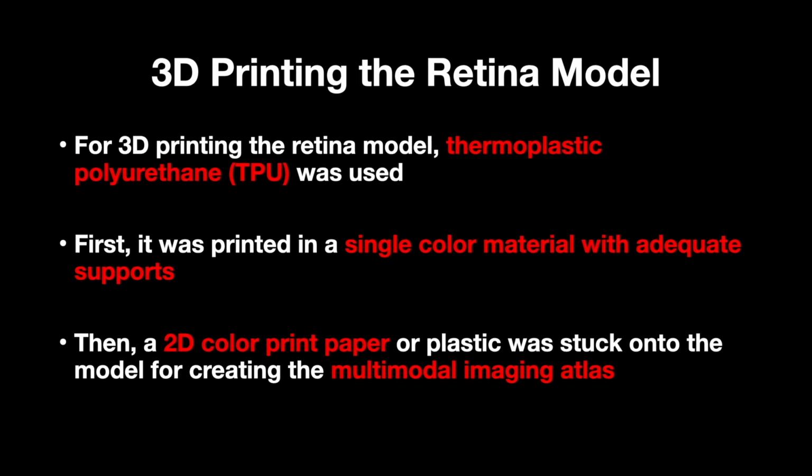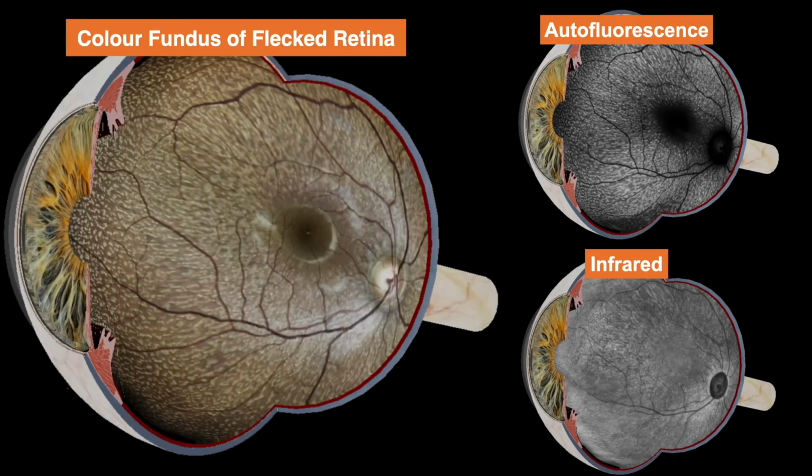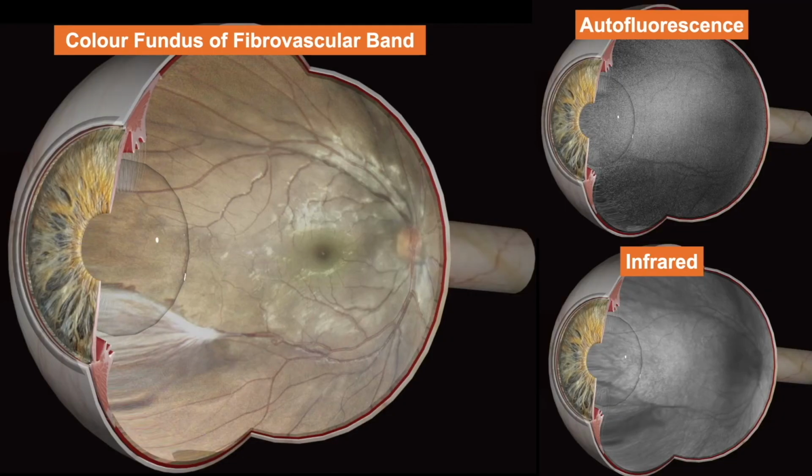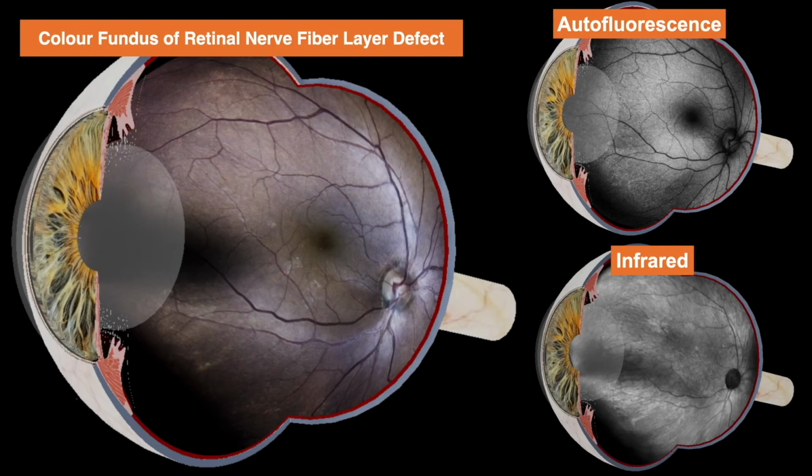The various models, apart from the normal eyeball created by us in color, autofluorescence and infrared, are as follows: eyeball model with flecked retina, eyeball model with fibrovascular band, eyeball model with retinitis pigmentosa, and eyeball model with glaucomatous retinal nerve fiber layer defects.